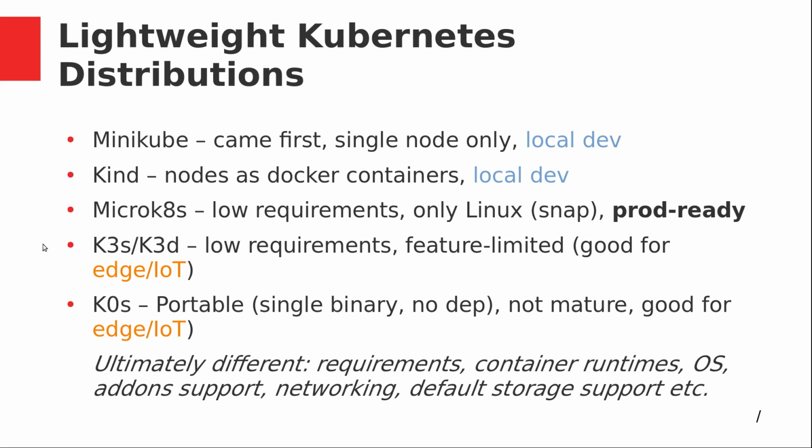Later, things started to change a bit more. The requirements went down. We got Microk8s, which is made by Canonical of Ubuntu fame, so it's actually a snap and only available on Linux. However, it's considered pretty feature rich. It's got high availability out of the box and a lot of other configuration possibilities, so this is considered production ready. Now there's another one called K3s, or there's also a variation of it called K3d.